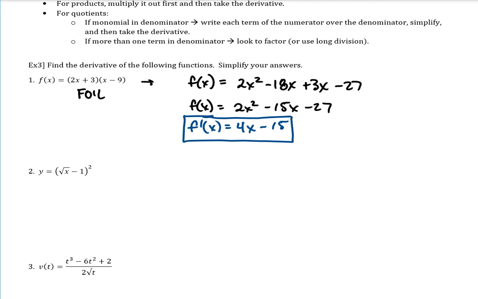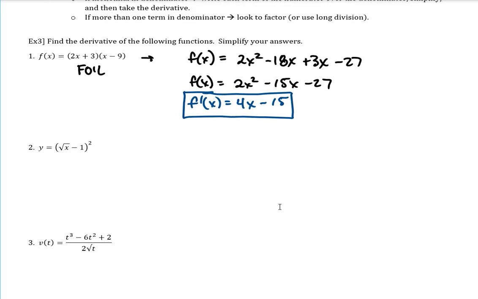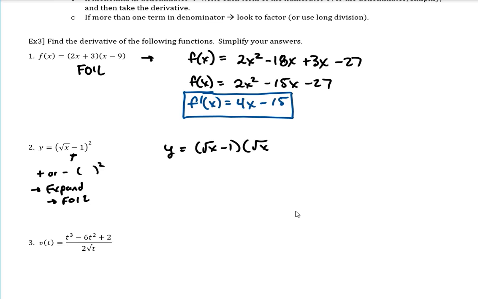Okay, so on number 2, we see that we have the square root of x minus 1 all squared. Because it's a minus inside, remember if it's plus or minus inside parentheses getting squared like that, then we need to rewrite as an expanded form and then FOIL. So this really becomes y equals the square root of x minus 1 times itself.